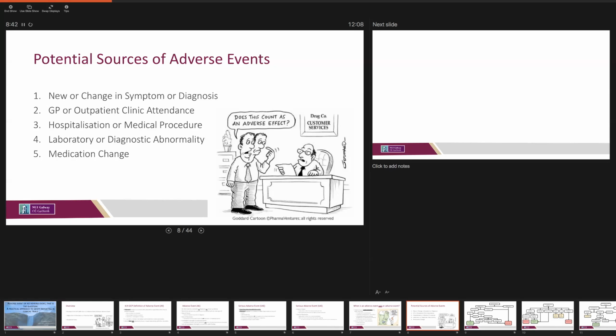It's of course obvious that a certain number of these may overlap. So somebody may have had a new symptom that attended their GP that resulted in a medical procedure with a diagnostic abnormality and had a medication change. So these things aren't intended to be exclusive, but they are useful if you're assessing patients in part of a clinical study or a clinical trial in particular.